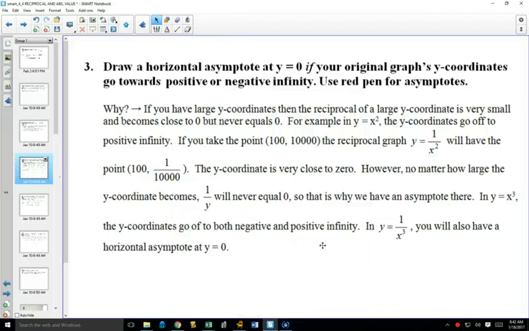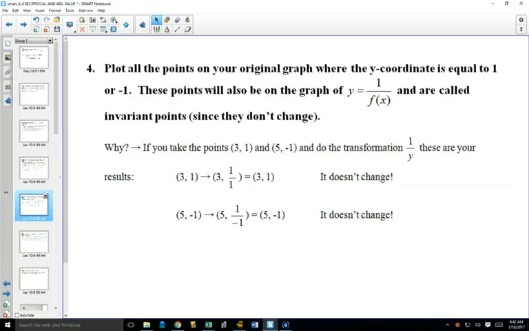So once we've done both of our sets of asymptotes, then it's a matter of plotting some points. What you're going to look at is certain points. Some points are nice, like (3, 1) in the example here. Anytime your y value is 1, does it make sense that it's not going to change? Because 1 over 1 stays the same. So here I say plot all the points on your original graph where the y-coordinate is 1 or equal to -1.